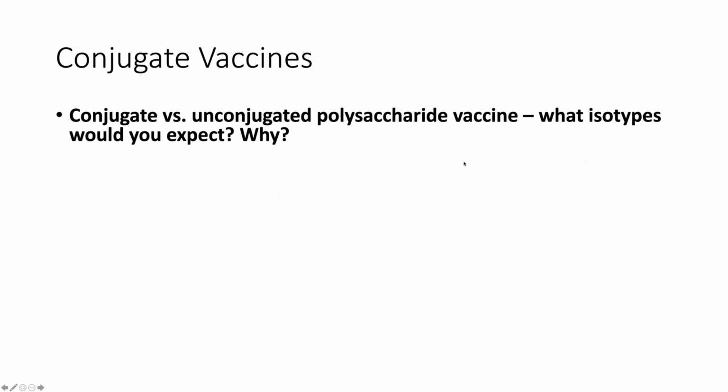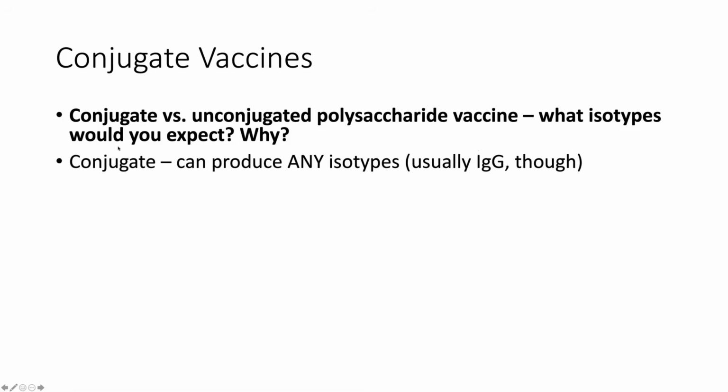So let's go to Leah next. So Leah, conjugate versus unconjugated polysaccharide vaccine. What isotype would you expect in a conjugate versus one that's not a conjugate polysaccharide vaccine, and why? So if you are conjugating it, like you were just saying, and we have the protein there, so you can make the IgG. If you're not conjugated, if it's polysaccharide, then you would only create the IgM because that's using the B cells for that. So you don't get the isotype switching.